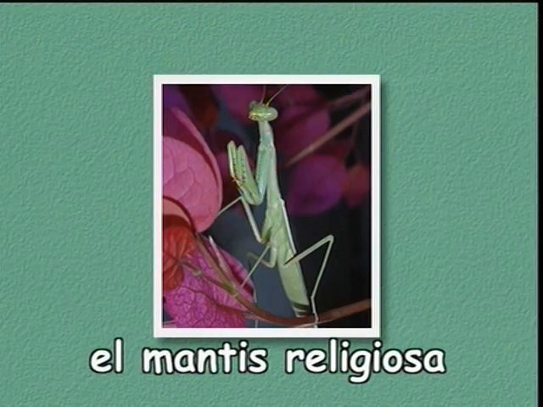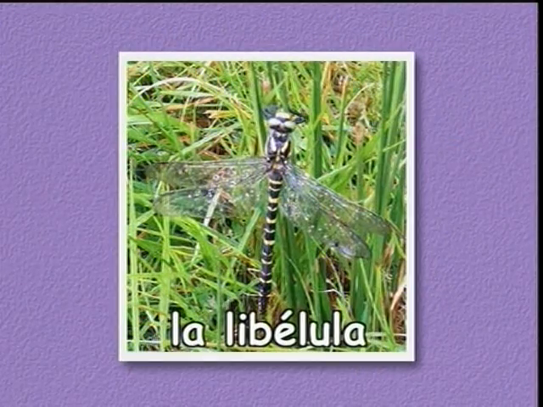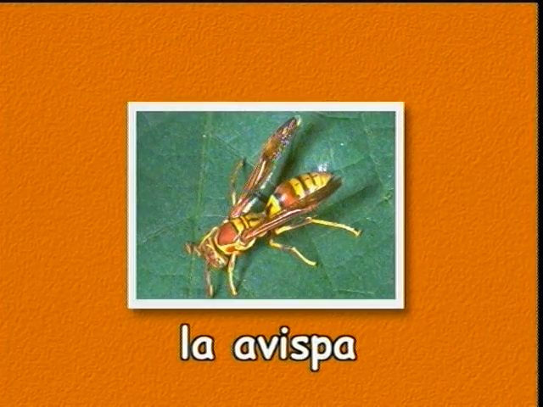Some of the insect names we learned were el mantis religiosa, el escarabajo, la libélula, la pulga, la cucaracha, y la avispa. You've done a wonderful job, Nuevos Amigos. I hope you have learned a lot of information on the many different types of insects of the rainforest.